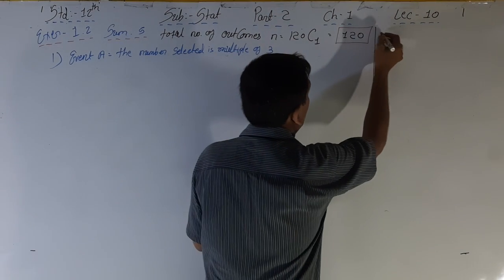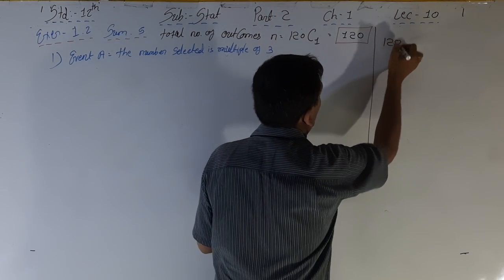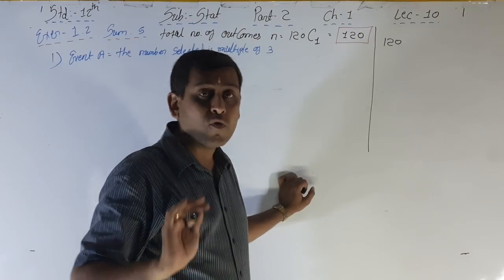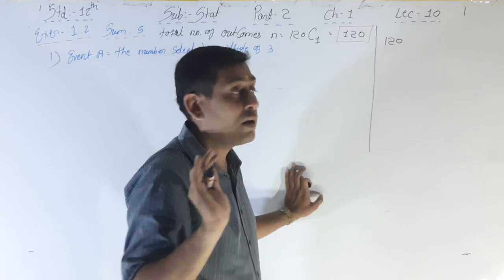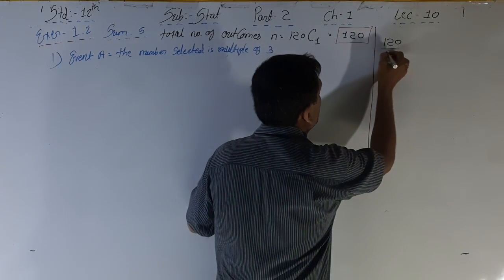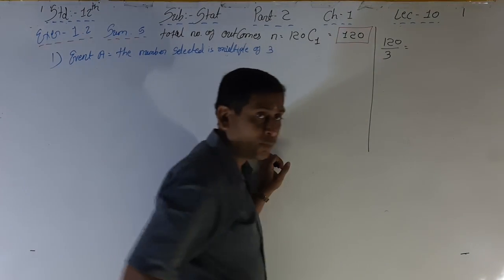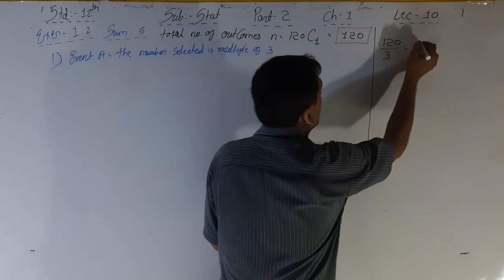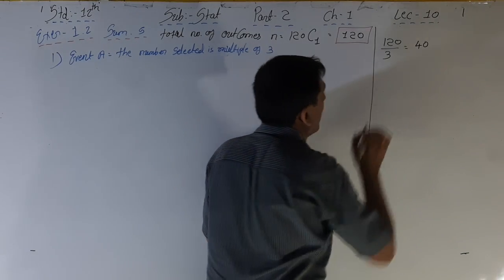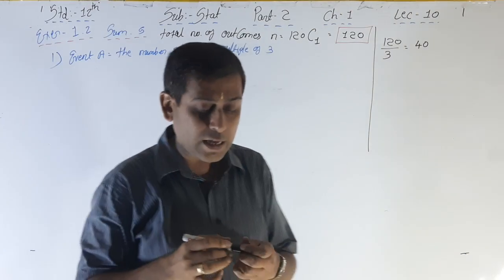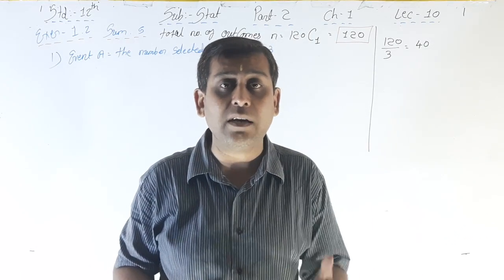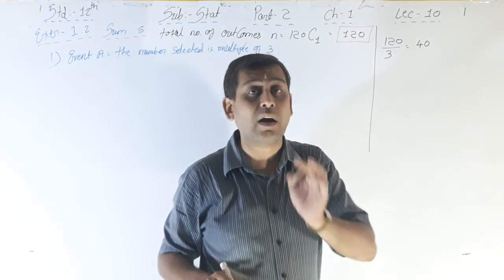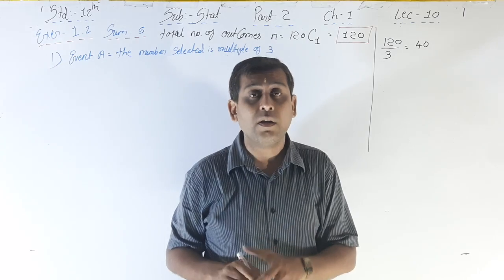See here, how many numbers are there? Total 120 numbers are there, and multiple of 3 means what? Here we have to find out, so we have to divide by 3. How many numbers are there? Total 40 are there. We cannot say 3, 6, 9, 12, 15, 18, 21. We cannot count them, right? Here we cannot count.